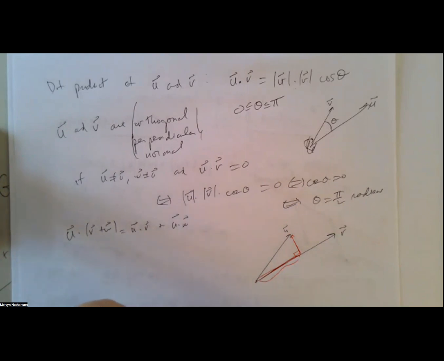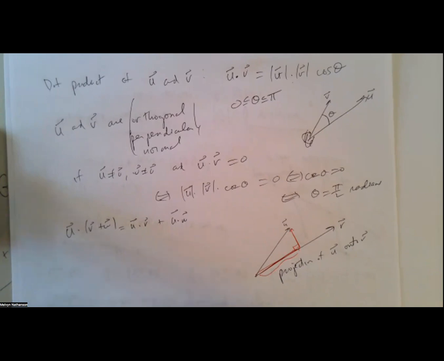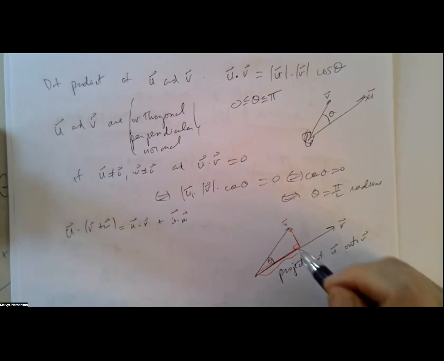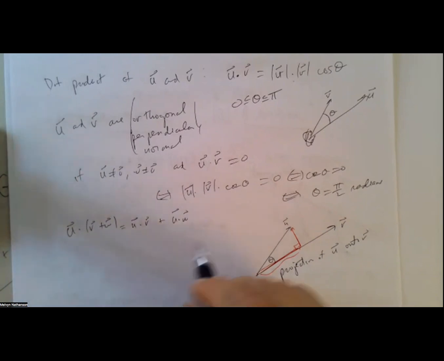So the part that is parallel to V, this we would call the projection of U onto V, or the orthogonal projection of U onto V. And if this angle is theta, and if we look at this triangle, this is a triangle. Let me just draw this as a right triangle.